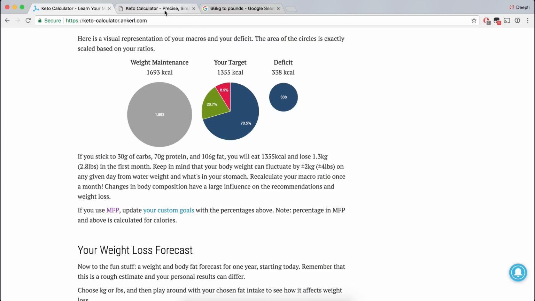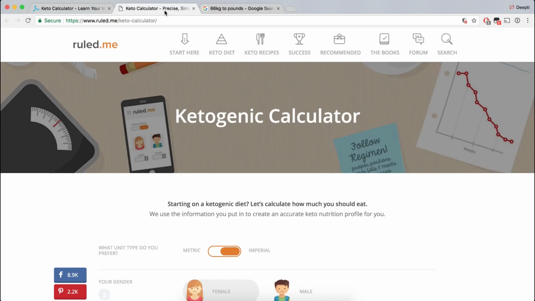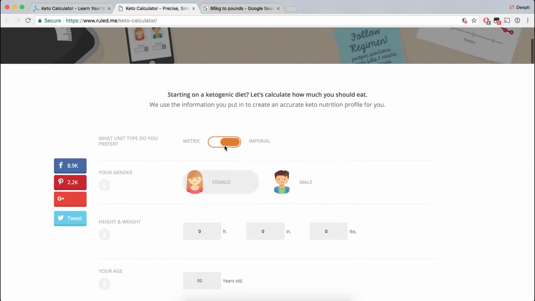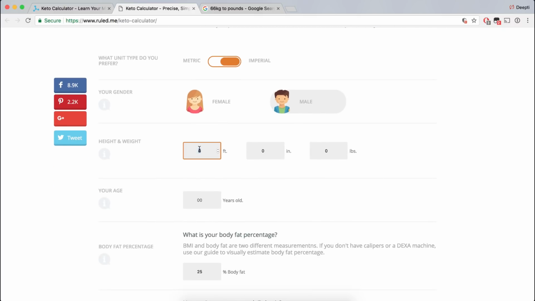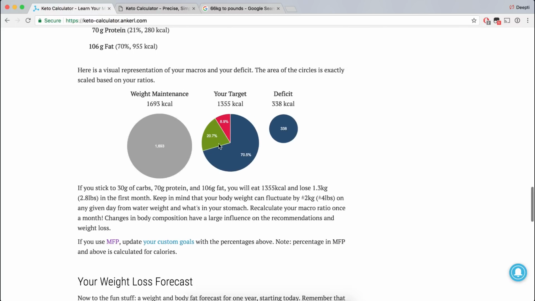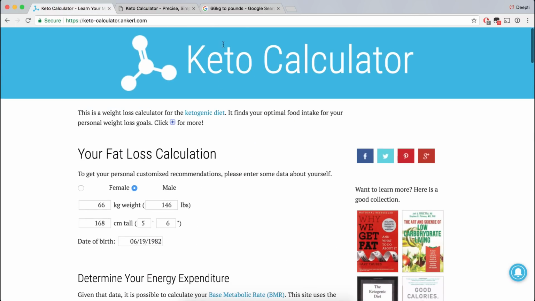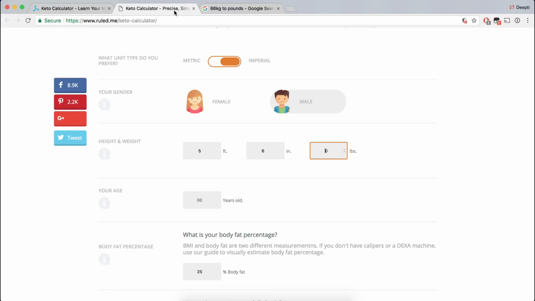Now, just for reference, I'm going to use the other keto calculator on rule.me. So let's get started again. I am obviously male. There is no doubt about that. I am 5 feet 6 inches. And I'm 168 pounds, I think. Let me check what I was in pounds. Yes, I was 146 pounds.